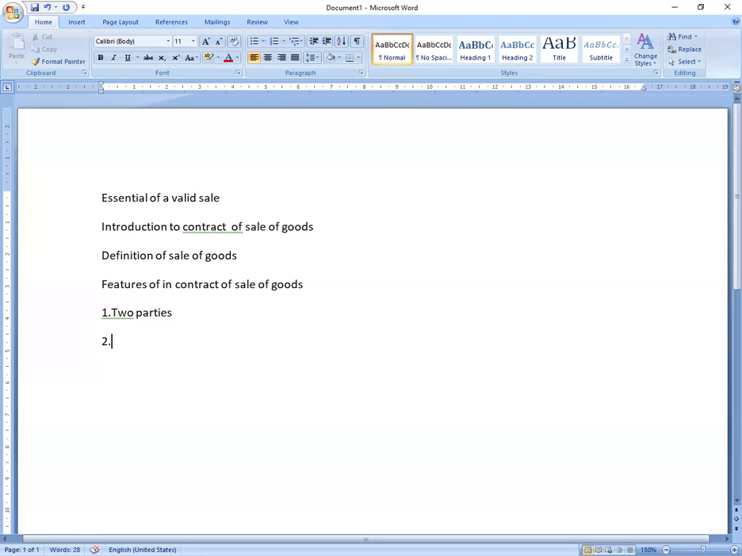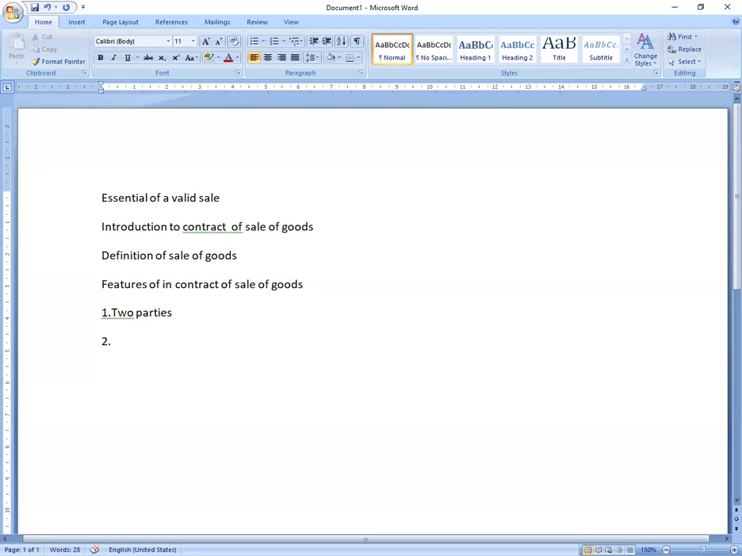Buyer means one who buys the goods or agrees to buy goods. Seller means one who sells the goods or agrees to sell goods. So both the buyer and the seller are the two parties.